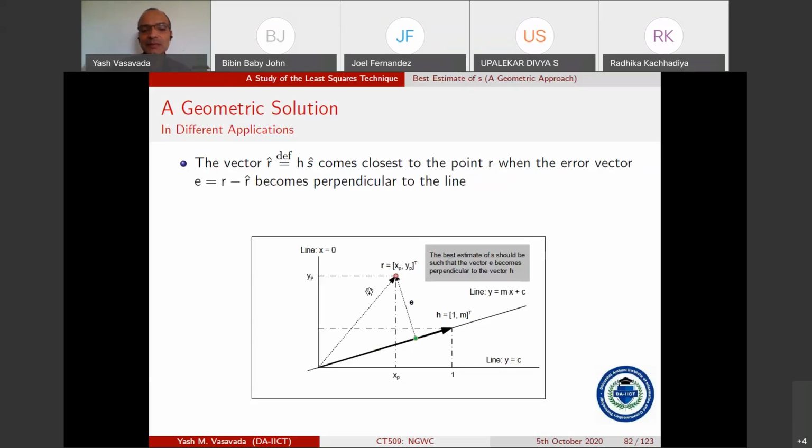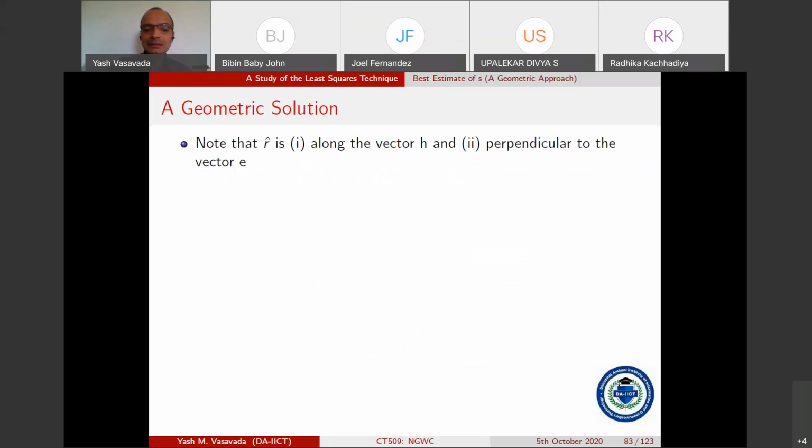Essentially, the other way to say what I'm saying, which is what Divya has pointed out, is that we would like to project R onto the column space of H. So ultimately, we are going to derive the formulation of the projection matrix. But let us state the objective of what we are doing in a linear algebraic manner. Basically, we want R hat to be along the vector H, and we want it to be perpendicular to the vector E. This is what I was saying, that if I want to use some fancy linear algebraic statement, then I would say that vector E should be in the null space of H transpose.